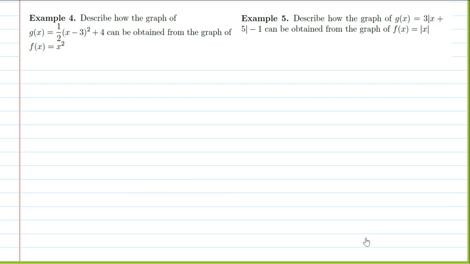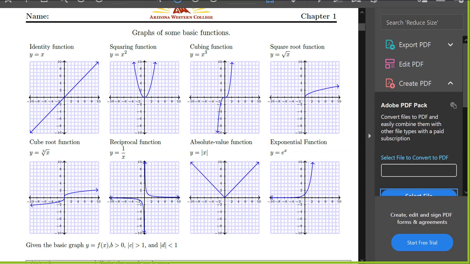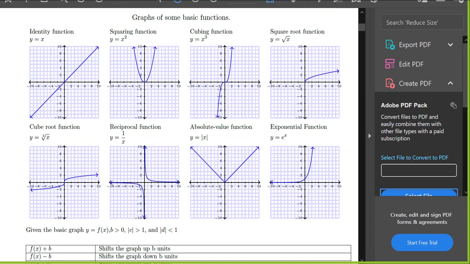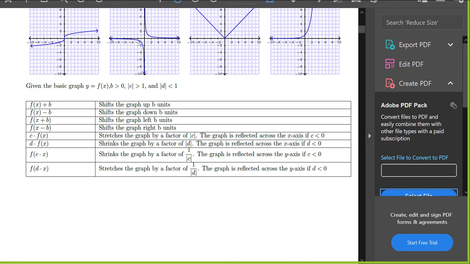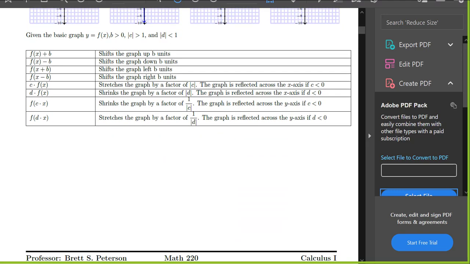All right, so the next examples, in fact all the ones on this page, are going to be involving some function shifts. So we want to describe how the graph g of x equals 1/2 times (x minus 3) squared plus 4 can be obtained from the graph f of x equals x squared. So in our notes in Canvas, we have some basic functions and what they look like on one of our handouts. So we have something that looks like this, and then more importantly, we have some very nice shifting rules to remind us how these things shift our function around.